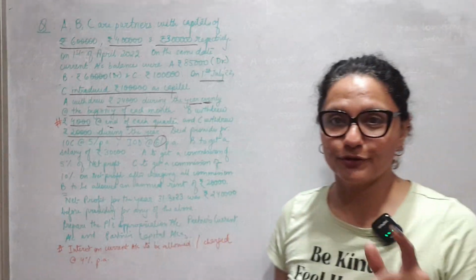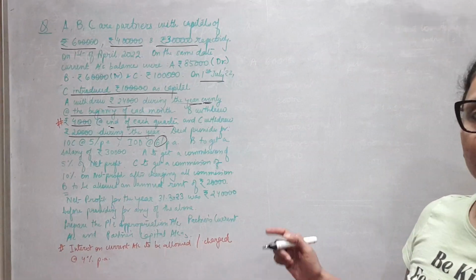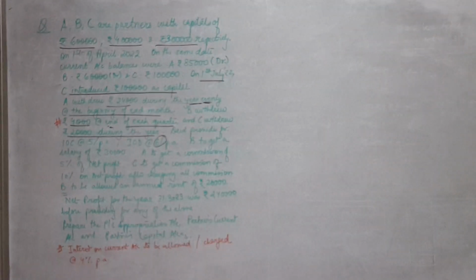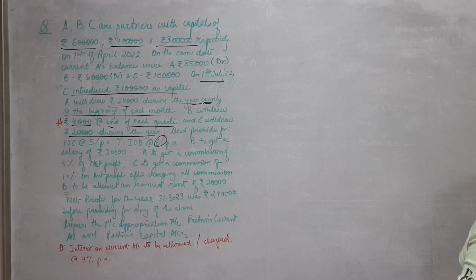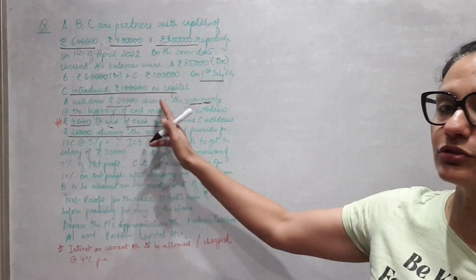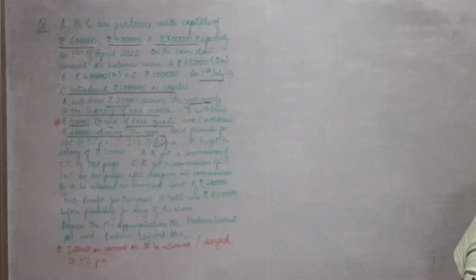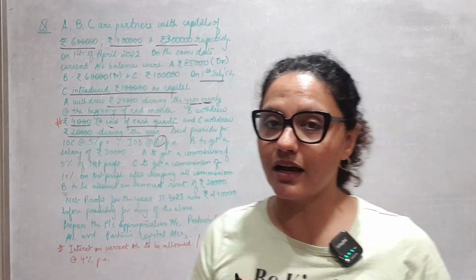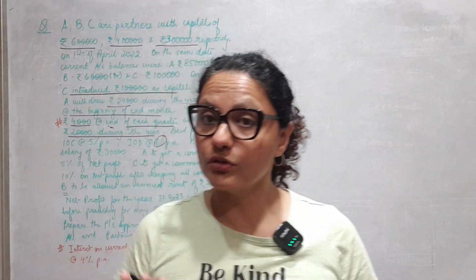And before that, I missed out one thing in the question. Interest on current account to be allowed or charged at 4% per annum. This is also given in the deed. Now, it is very important to read it very carefully, children. Interest on current account is to be allowed, charged, both ways.